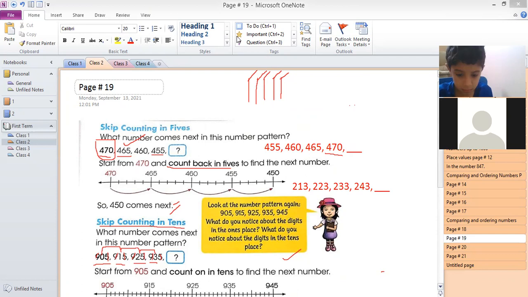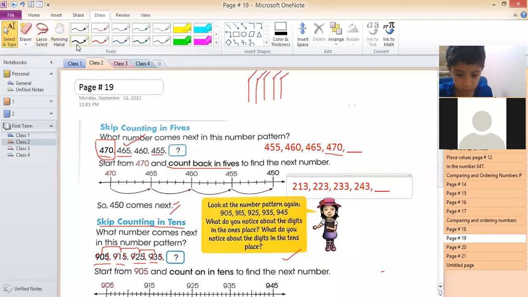If you look here in the numbers, the ones place is the same, 3, 3, 3, 3. The hundreds place is also the same. After 1, 2, 3, 4, after 4 what comes? 5. After it, 2 is the same, 3 is the same, but after 5 what comes? 6. So it will be 263. Clear, guys?